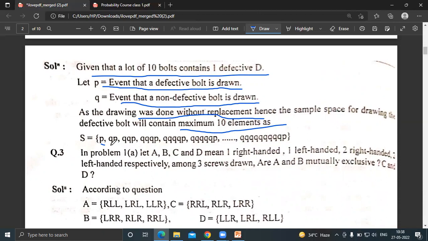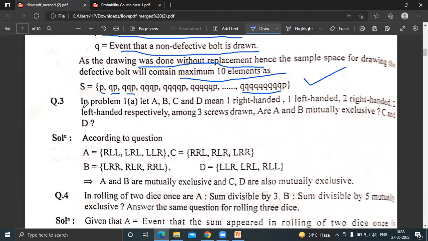So if we draw 2 times, the first draw is non-defective and the second draw is defective. It looks like QP, then QQP, up to the 10th position, that is 9 Qs and 1 P. 9 Qs means 9 are non-defective and the 10th is defective. So we'll solve this type of problem in this way.